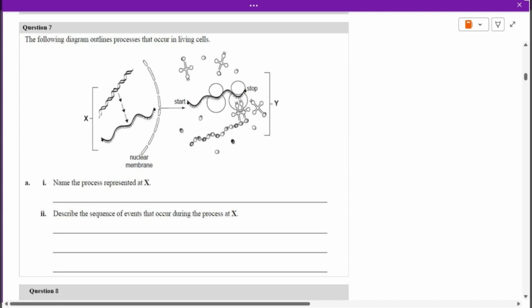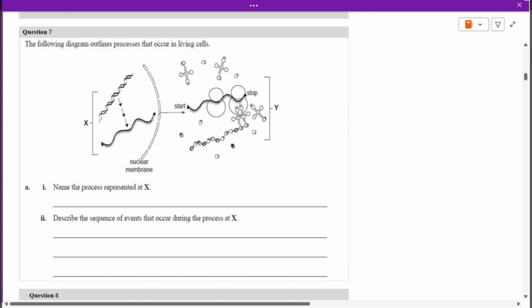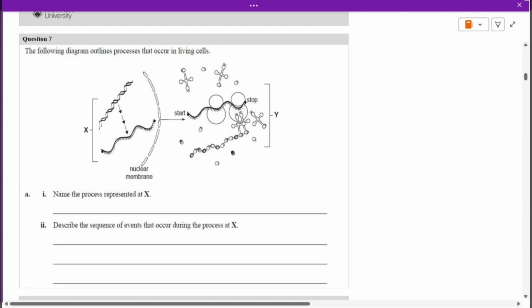Question 7. The following diagram outlines the process that occurs in living cells. Without looking at the questions below, I'm just going to have a look at the diagram first and try to interpret it. What I'm seeing here, based on the labeling, is that this dotted line looks like a partial nuclear membrane, which indicates that this must be within the nucleus.